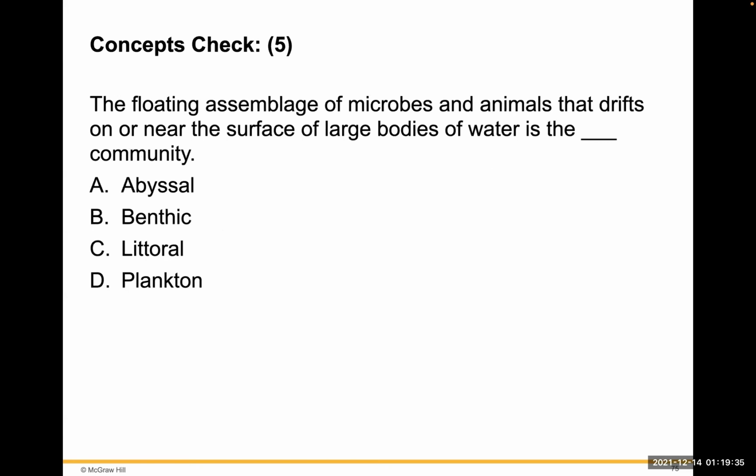Okay, the floating assemblage of microbes and animals that drifts on or near the surface of large bodies of water is the what community? Which one of those: the abyssal, the benthic, the littoral, or the plankton? Which one of those exists on the surface? What floats on the surface, or near the surface of a large body of water? It was the plankton. That's one that exists and can overgrow with excessive nutrients.